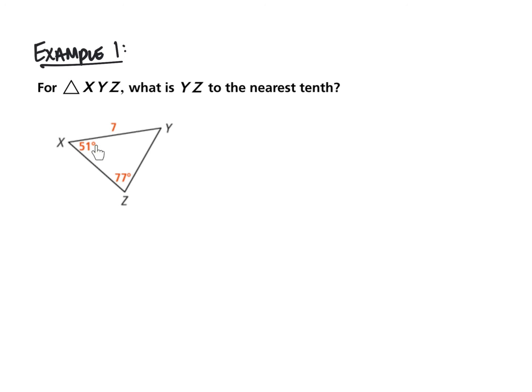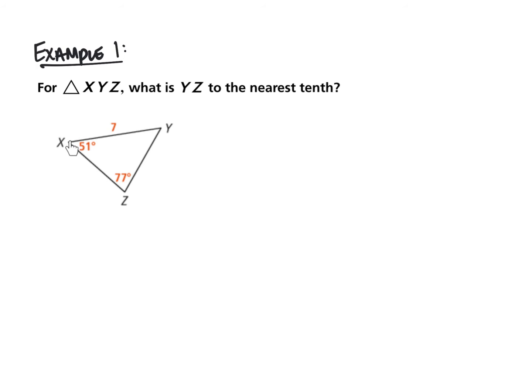And what's interesting about the information provided to us is, if I asked you to create this triangle and I said, okay, one of your angles is going to be 51 degrees, one of your angles is going to be 77 degrees, and the side that's across from that 77 degree angle will have a length of 7. If I gave you those parameters to make a triangle, there's only one triangle that you could make.